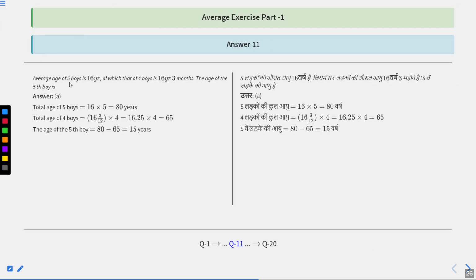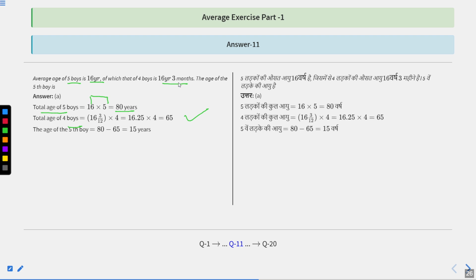Now the question says the average age of 5 boys is 16 years. So what will it become? When we calculate the total age of 5 boys, 16 into 5, it becomes 80 years. Now the average of 4 boys is given as 16 years 3 months. So when we calculate it, we get 65 years as the total age of 4 boys.